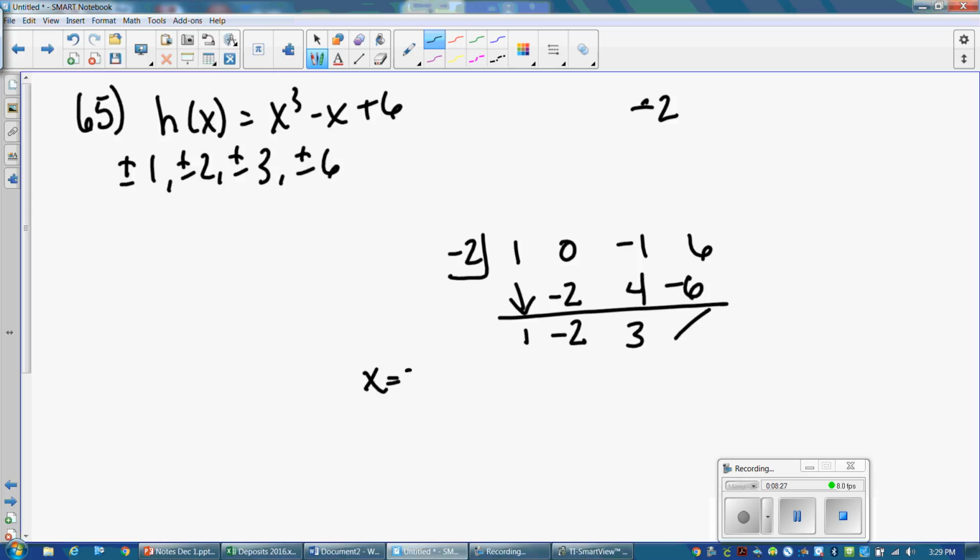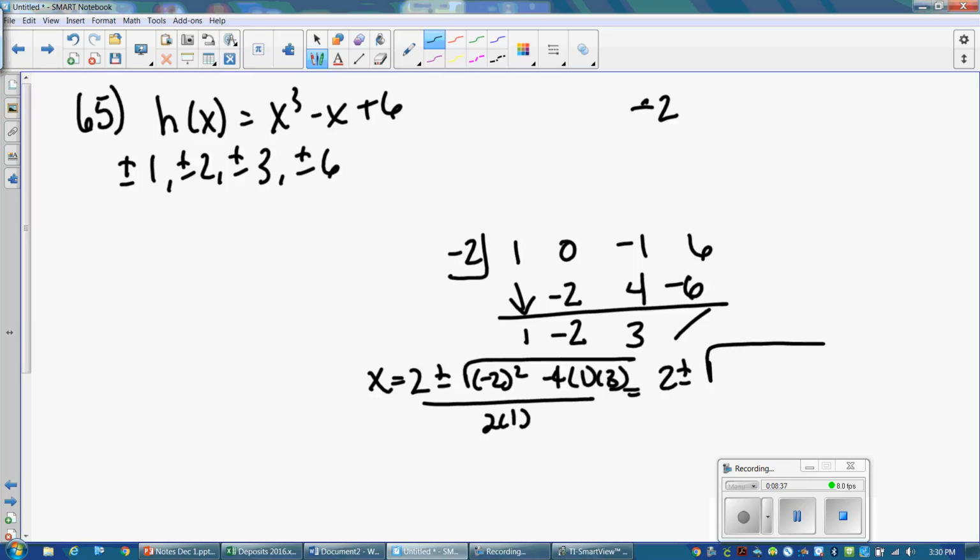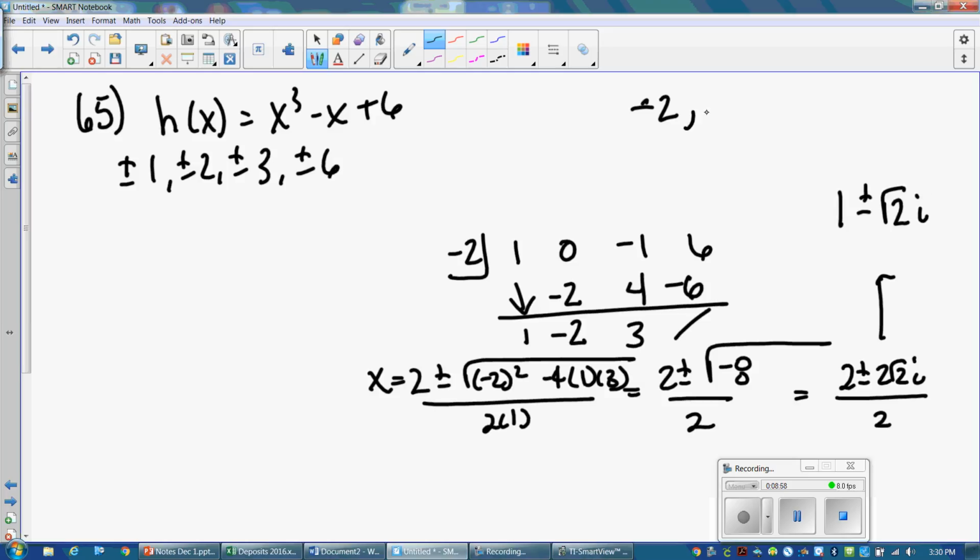I'm going to do the quadratic formula on what's left. x equals negative b plus or minus the square root of b squared minus 4ac all over 2a. So that's the square root of negative 8 under here. So that'd be 4 minus 12. That's negative 8 over 2. So that's 2 plus or minus the square root of 8, which is 2 square root of 2i, over 2. I'm running out of room. So if I divide by 2, that's 1 plus or minus the square root of 2i. And those are my answers: 1 plus the square root of 2i and 1 minus the square root of 2i.